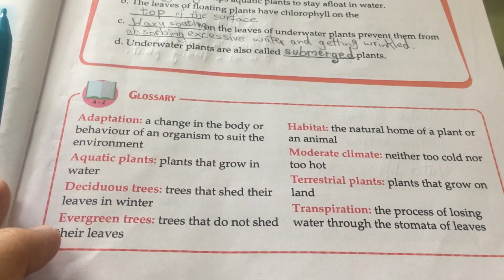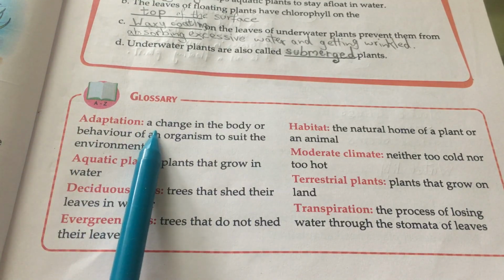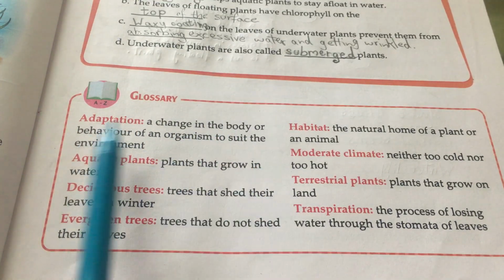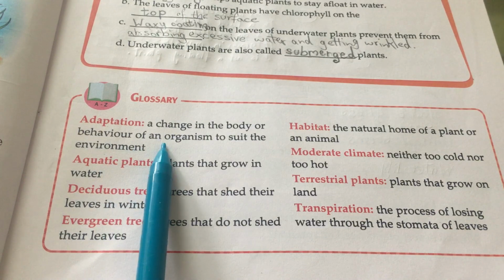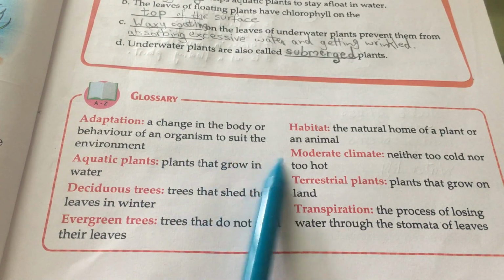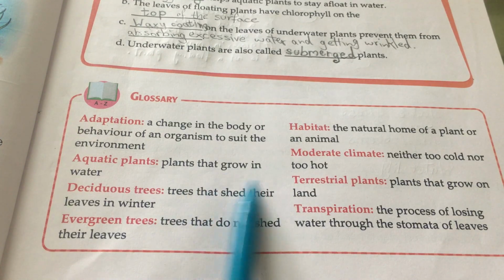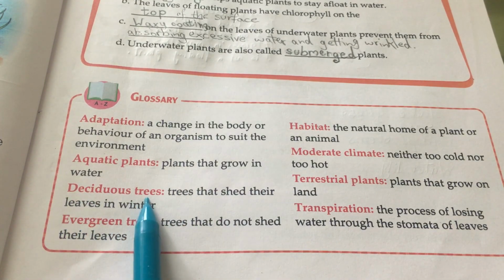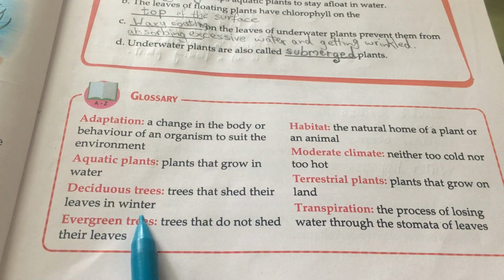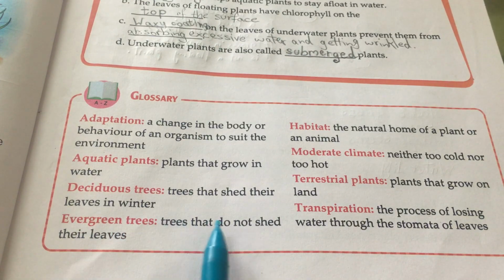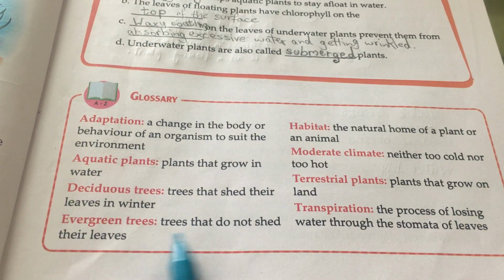Glossary. Adaptation: a change in the body or behavior of an organism to suit the environment. Aquatic plants: plants that grow in water. Deciduous trees: trees that shed their leaves in winter. Evergreen trees: trees that do not shed their leaves.